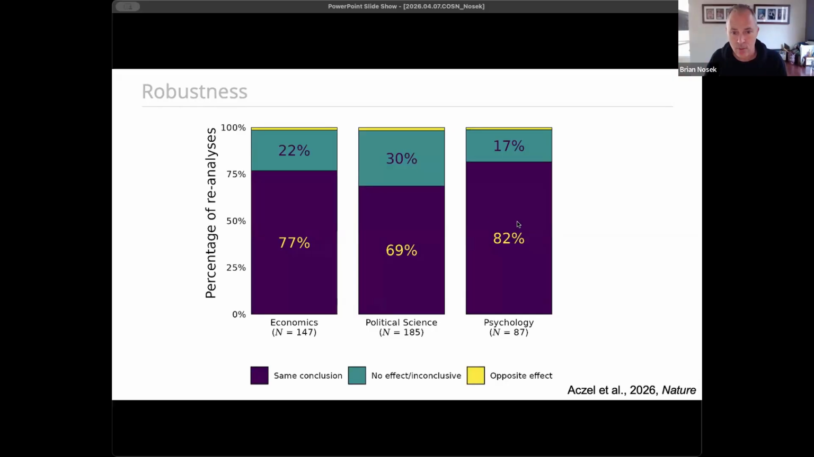When you use that standard, we observe a much higher rate of robustness. You can see about over 70% of the findings across different fields in purple come to the same conclusion, meaning that if they observed a positive result in the original, then they observed a positive result in the reanalysis. And only about a quarter of the time in the lighter blue did they observe a null result in that reanalysis when the original result was a positive result. And in a very small amount, 2% of the findings in yellow, did the reanalysis observe the opposite conclusion. So they observed a positive result in the original study and a negative result in the reanalysis.